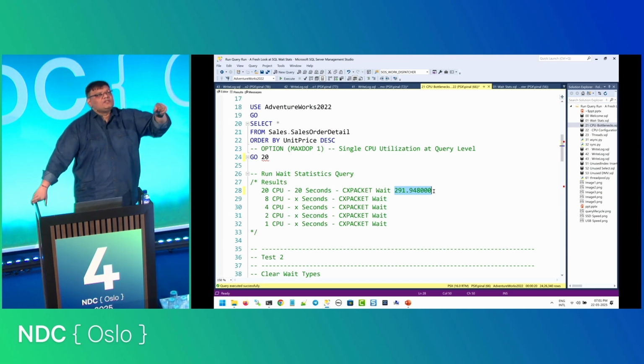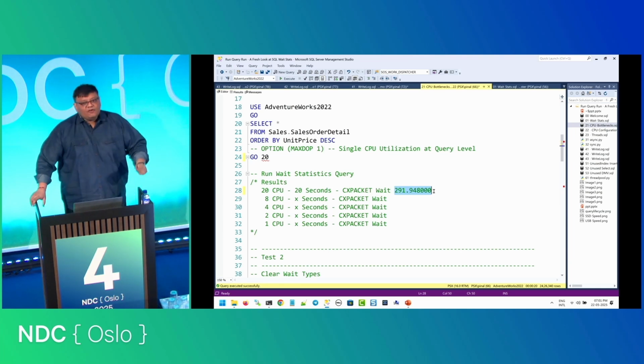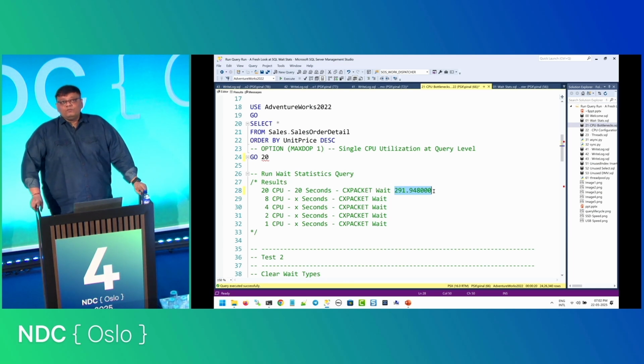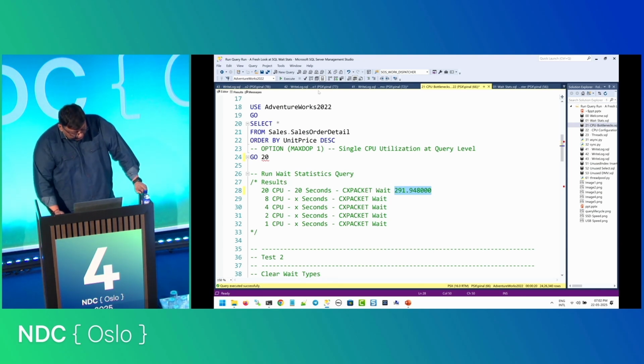Now my question to you is this. What happens if I give half of the CPU than before to my query? Will it run faster or slower? Previously, I gave 20, right? Now I am going to give it only 10. And this is the command which will tell it to run with 10.